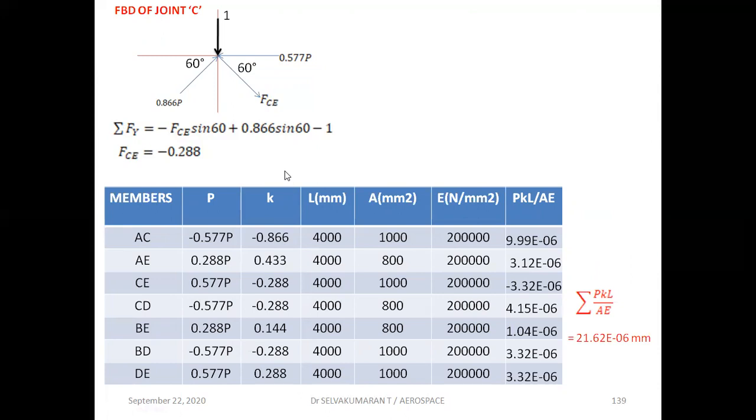There is a vertical downward deflection at C of 21.6 into 10 power minus 6 P. P should come. I missed P in this column also. P should come here, and in this expression also you'll get P here.